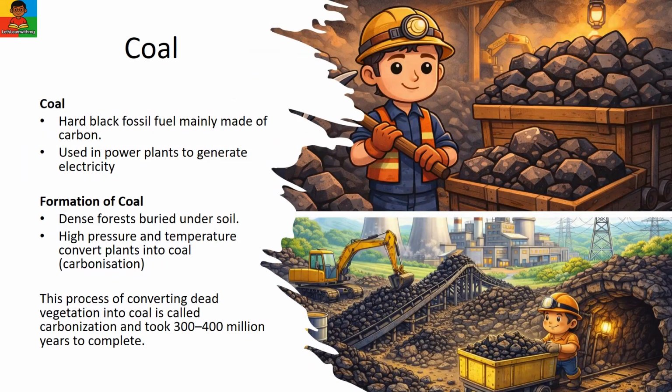Coal is a hard, black fossil fuel mainly made of carbon. It is used in power plants to generate electricity. Coal formation begins when dense forests are buried under soil. High pressure and temperature convert these plants into coal through a process called carbonisation, which took 300 to 400 million years to complete.